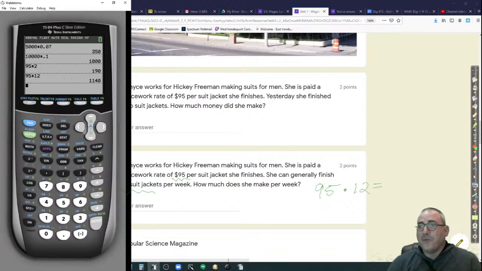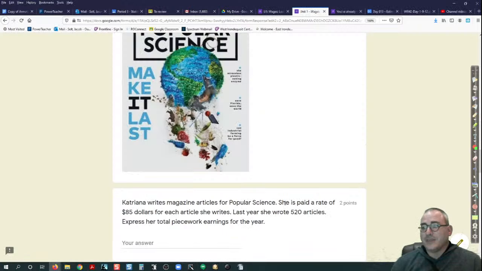Popular Science Magazine. Ever read Popular Science Magazine before? Well, in this fictional hypothetical situation, Katrina writes magazine articles for Popular Science. She is paid a rate of $85 for each article she writes. Last year, she wrote 520 articles. Express her total piecework earnings for the year.